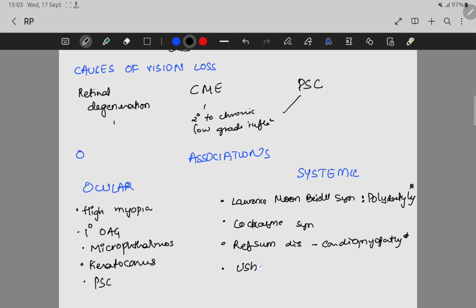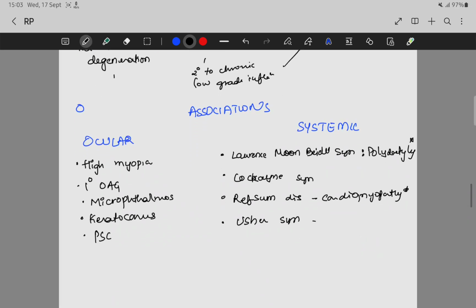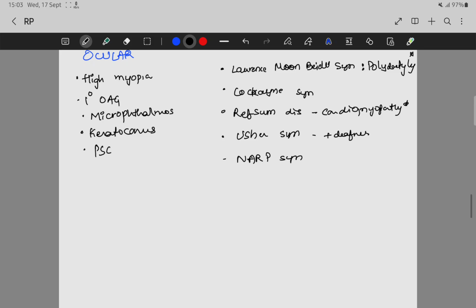Usher syndrome, so RP with deafness. Then we have NARP syndrome: neuropathy, ataxia, and retinitis pigmentosa. And Kearns-Sayre syndrome is external ophthalmoplegia with retinitis pigmentosa.